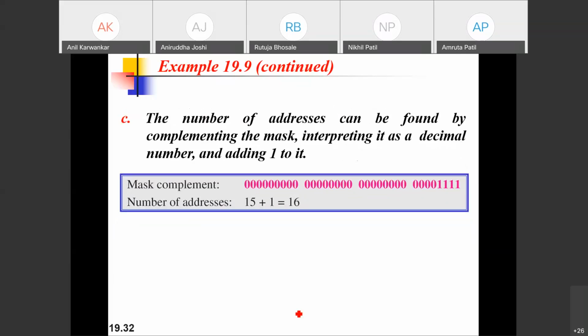The number of addresses can be found by complementing the mask, interpreting it as a decimal number, and adding 1 to it. That will be the number of addresses. Just take an example: 255.255.255.240. How many addresses will be there? Just calculate it.